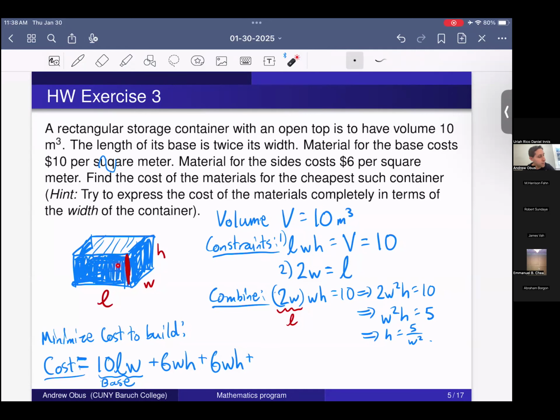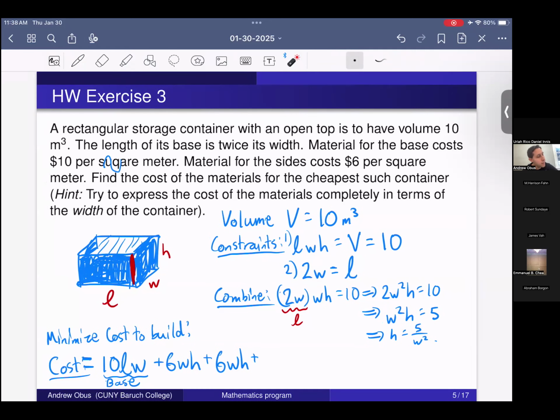But what about this side over here, the side in the front? What's its size? The side in the front will be the height times the length. Exactly, so we get 6 times the length times the height. And then lastly, the side in the back is the same, so we have 6 times the length times the height. So this is the cost. And if we want to simplify it, we can write this as 10 LW plus 12 WH plus 12 LH. So this is the intermediate step.